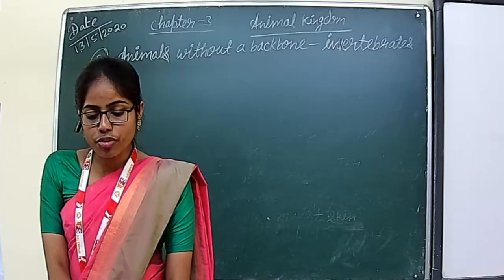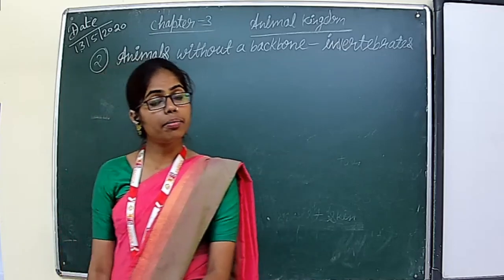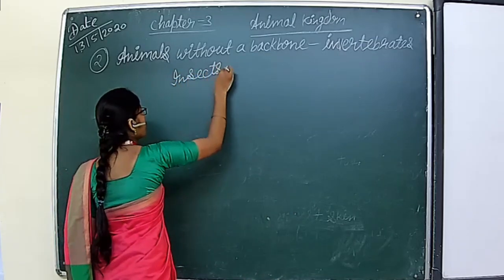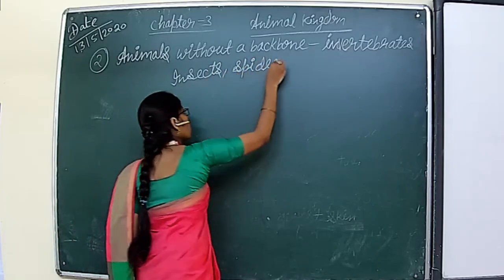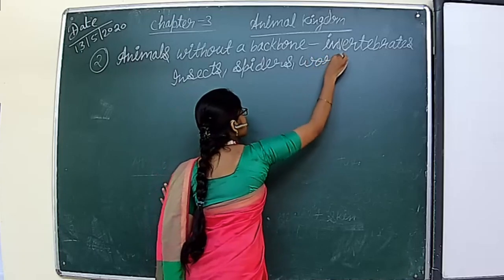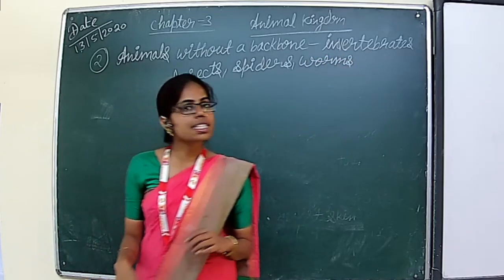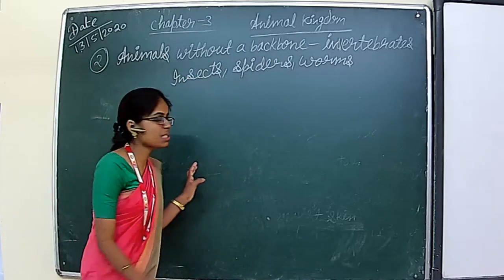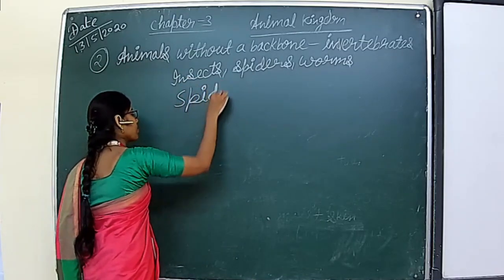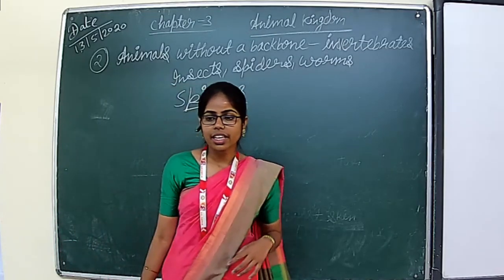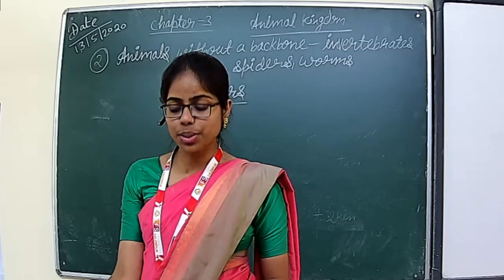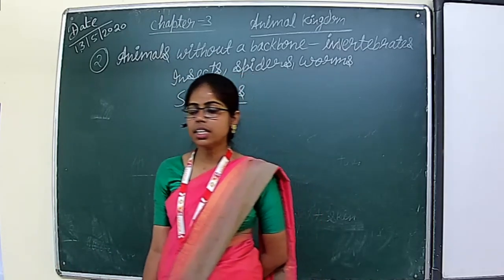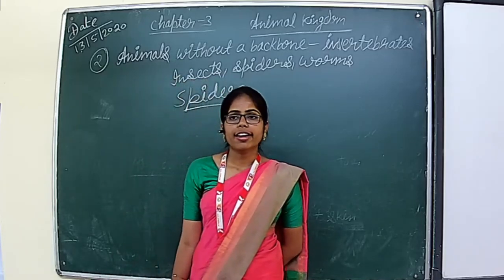97% of all animal species do not have a backbone. Insects, spiders, worms, snails, scorpions are some examples of invertebrates. Let's study some of them. Spiders have 8 legs. All legs are used for walking. Many spiders can produce thread to spin webs for catching their prey.